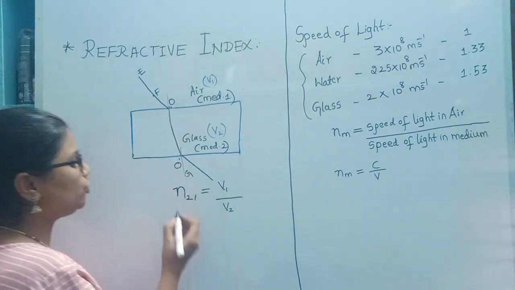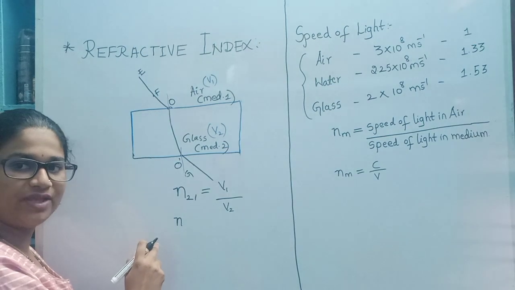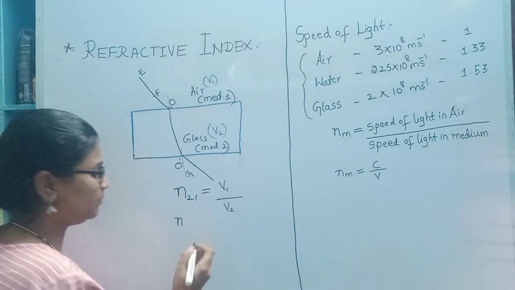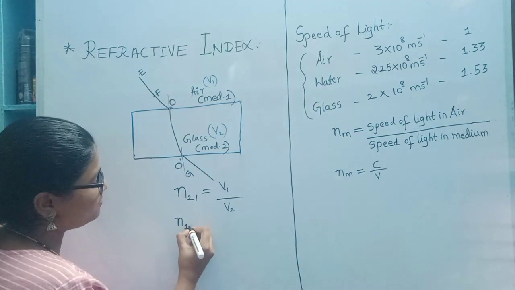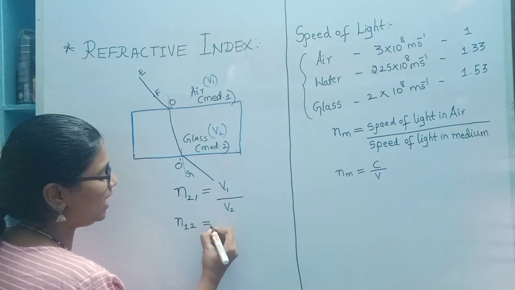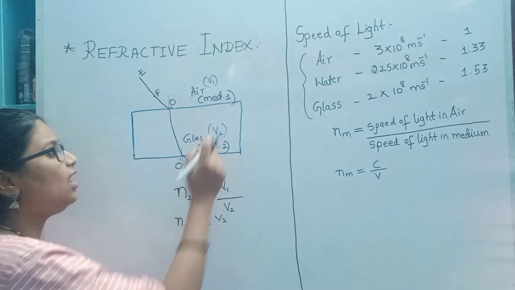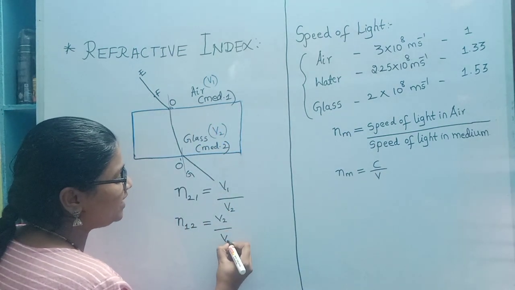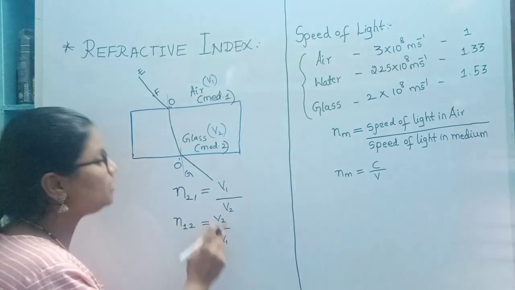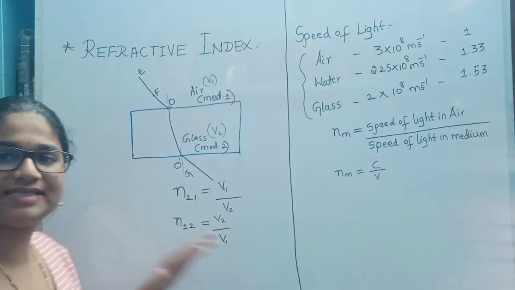Now, if I want to know the refractive index of the first medium with respect to the second medium, because the two media are different, I will write n with subscript 1, 2. The first medium with respect to the second medium is given by the speed of light in the second medium, that is lowercase v2, divided by the speed of light in the first medium, that is lowercase v1. So this is how the refractive index can be determined.